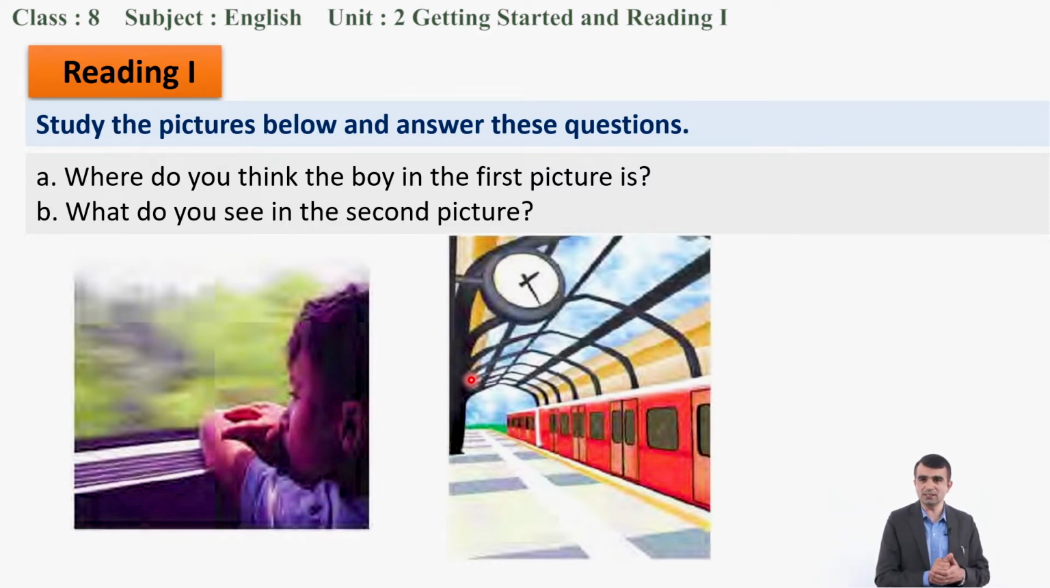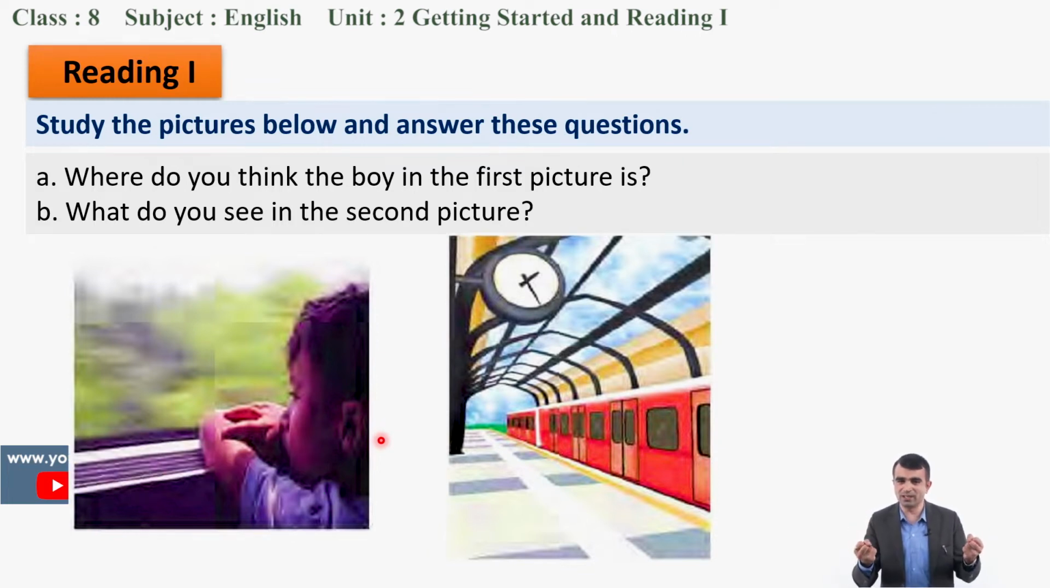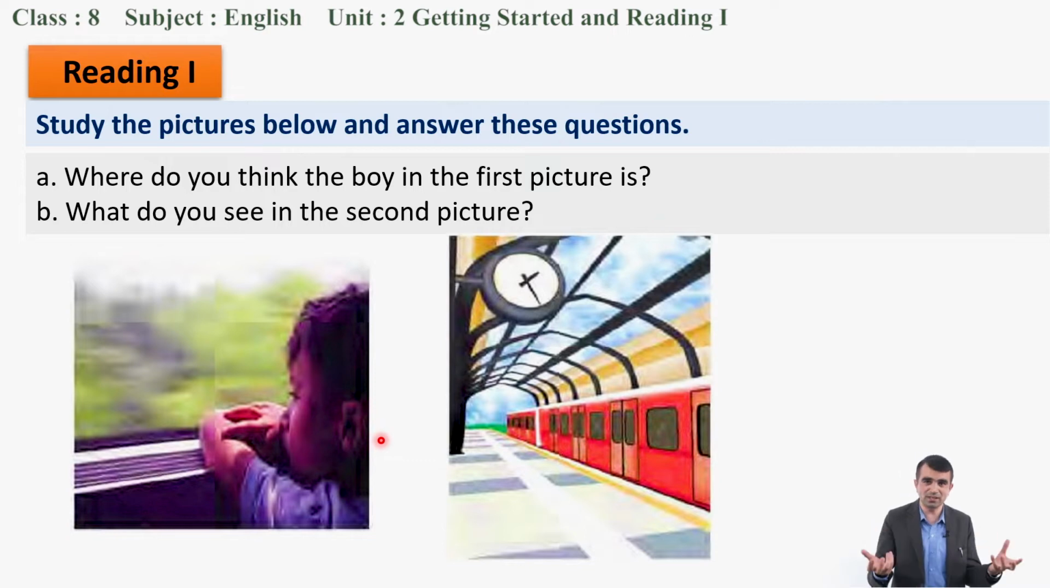The first one, question A, is: where do you think the boy in the first picture is? Where do you think he is? In his room? Near a park? Just guess. In a bus? In a train? He is looking outside, which means probably he is in a bus or a train somewhere. Is it so? Great.